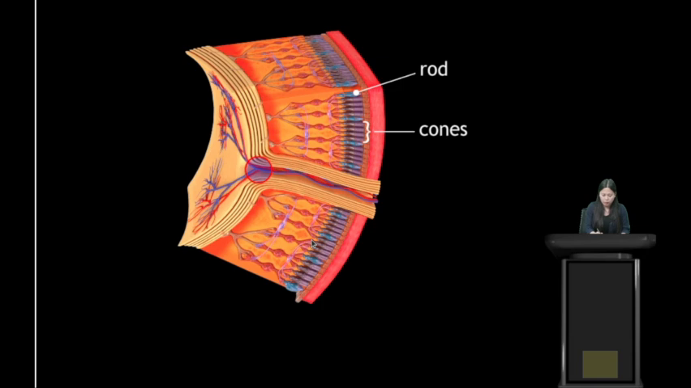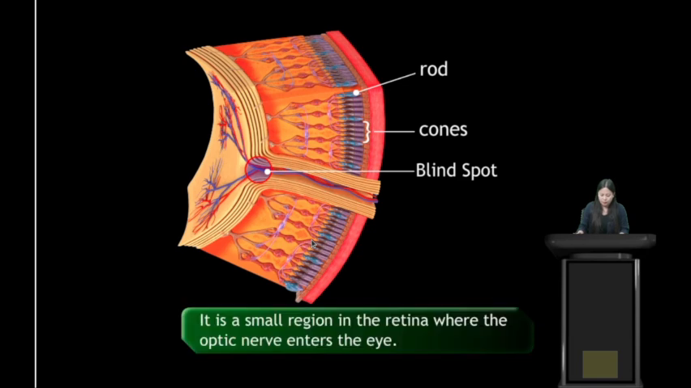Then we have a small spot here, the blind spot. In this blind spot there are no sensory cells, so vision is not possible in this spot. This blind spot is a small region in the retina where the optic nerve enters the eyes.